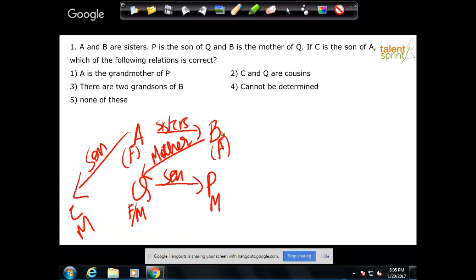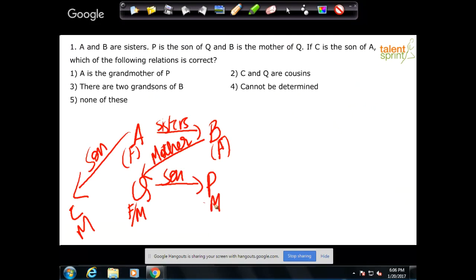Anyone would actually like to try the answer to the question? Anyone here? We said that A and B are sisters. We know that B is the mother of Q. We also know that P is the son of Q. We know that C is the son of A.